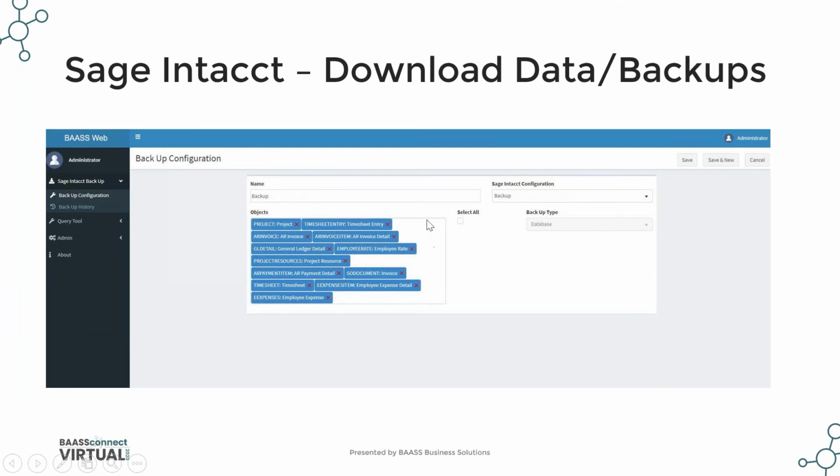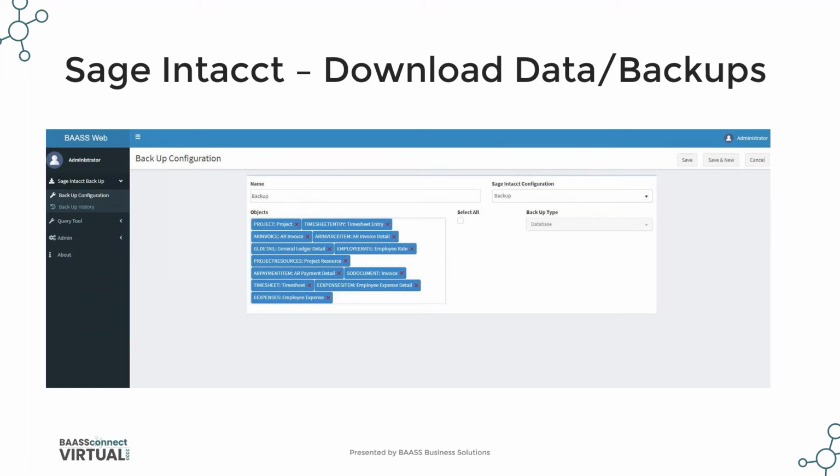So in this example, I'm showing you how you would actually select. What I've done here is I've given a name, and I'm just simply calling it backup. This is my backup configuration. And I'm saying that I want to do a backup of Sage Intacct. And if you see down below where it says objects, it basically lists what type of data you want to back up. And you're able to select everything, or you're able to select a specific set of data.